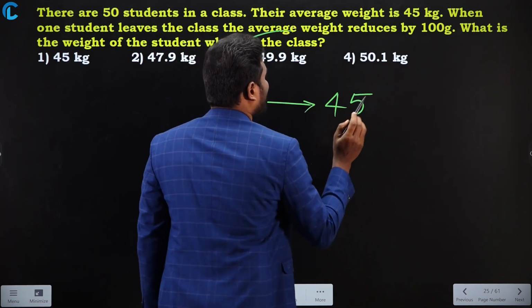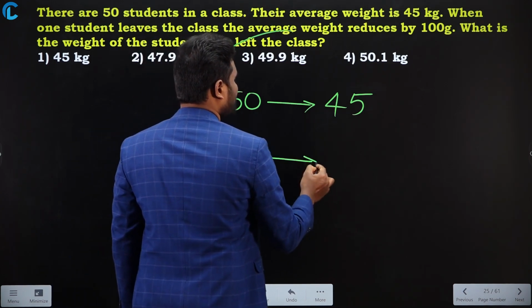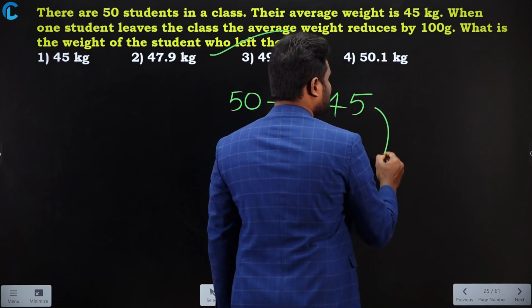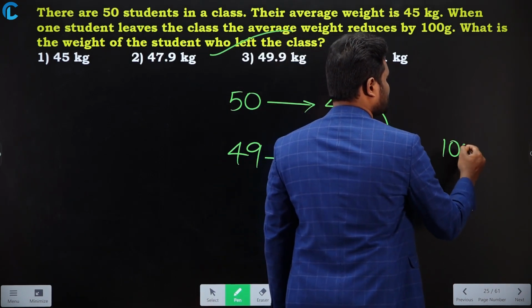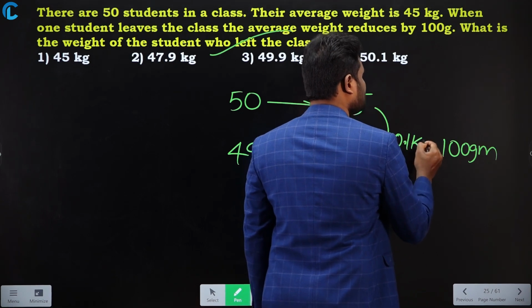45 kg. Now one student left. One student left means you will have a total of 49 students. For these 49 students, what happened to the average? The average reduces by 100 grams. Yes or no? Now 100 grams is nothing but how much? 0.1 kg. Yes or no?